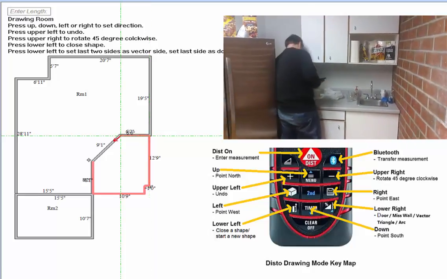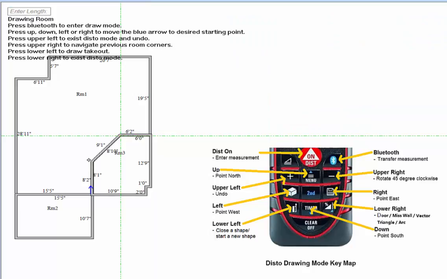To enter takeout mode, press the lower left button. This will change the title of the Disto instructions from drawing room to drawing takeout. This will allow us to draw areas such as cabinets where we don't need to apply any flooring product. Once we have our starting point, we'll enter takeout mode, and then we will take the measurements of our cabinet to define this area for takeout in the kitchen.